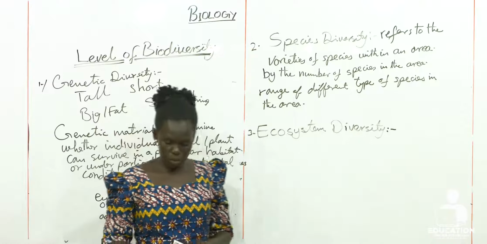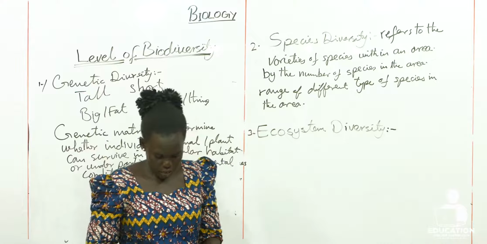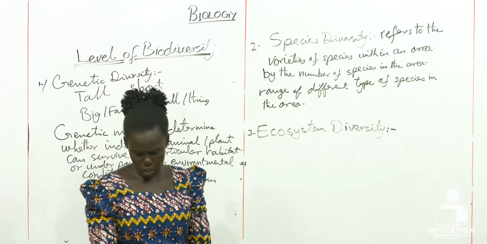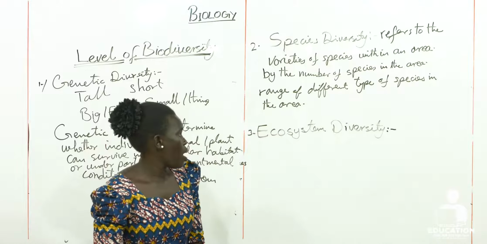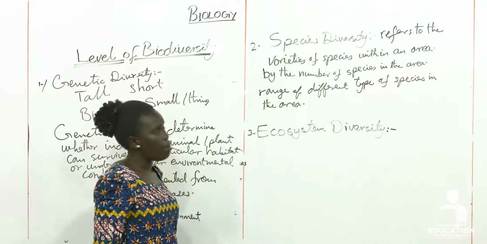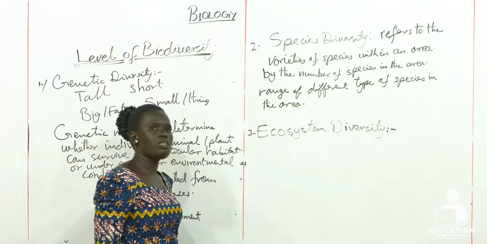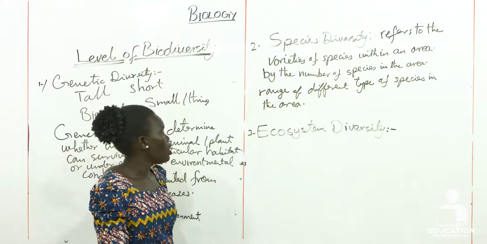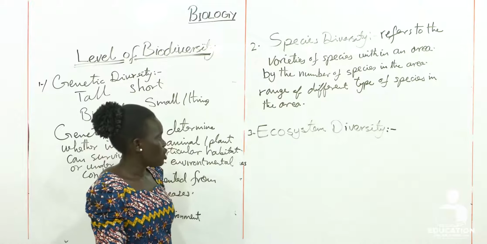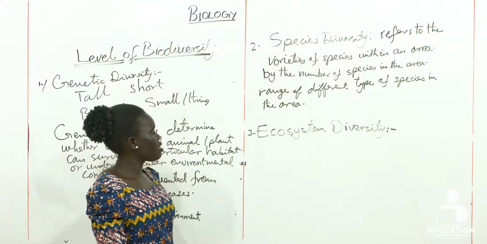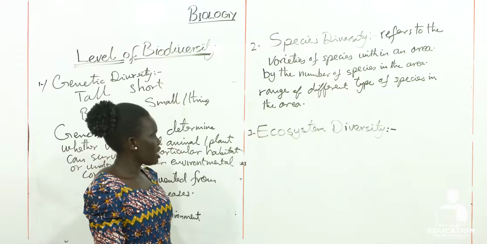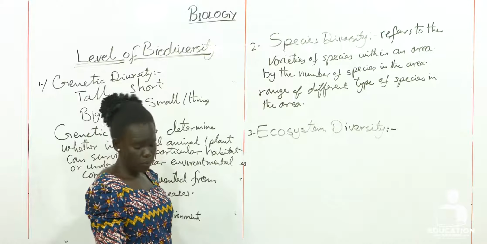An ecosystem was defined. When we talk about ecosystem, that means we combine biotic factors with abiotic factors. That means living organisms with non-living organisms to give us ecosystem. So ecosystem diversity means varieties of ecosystem.